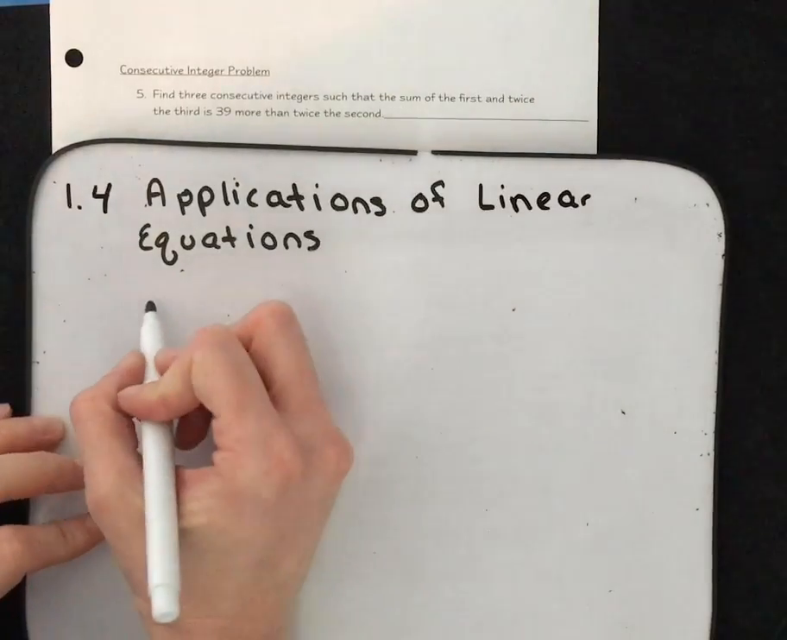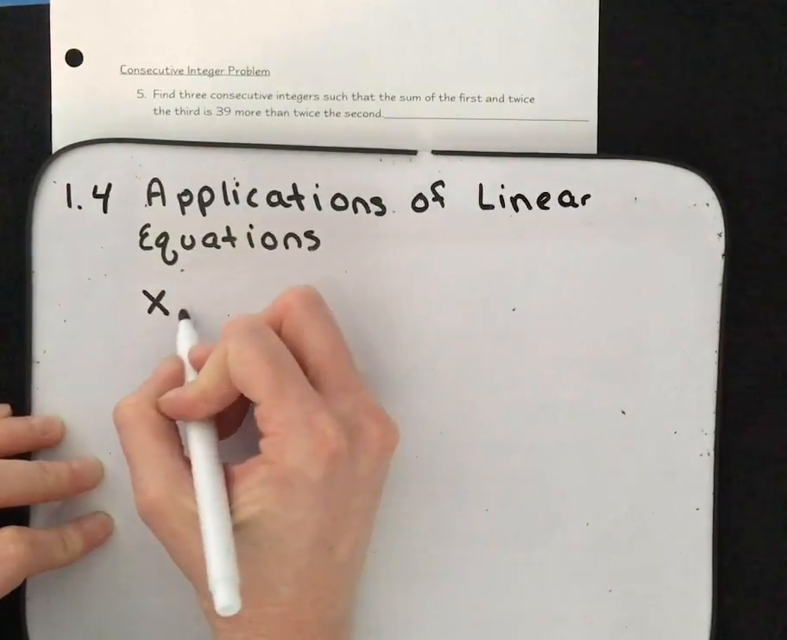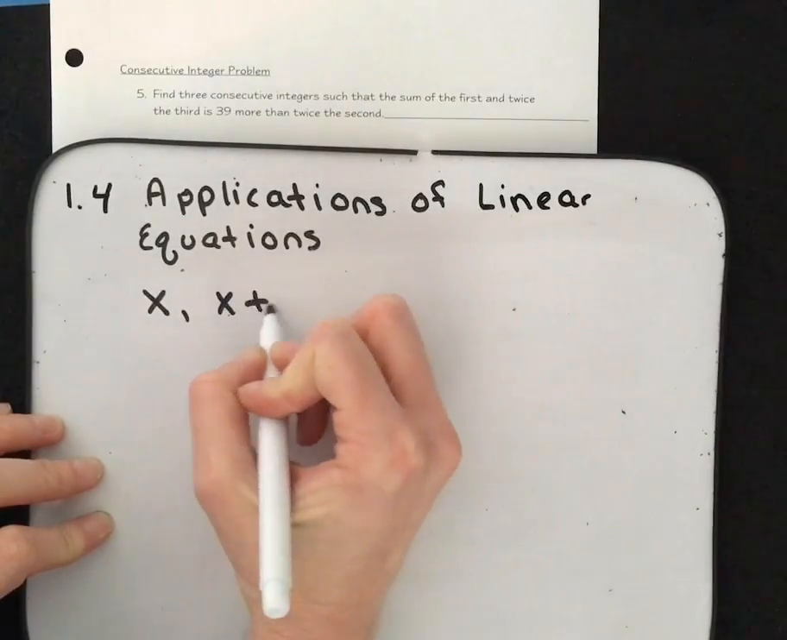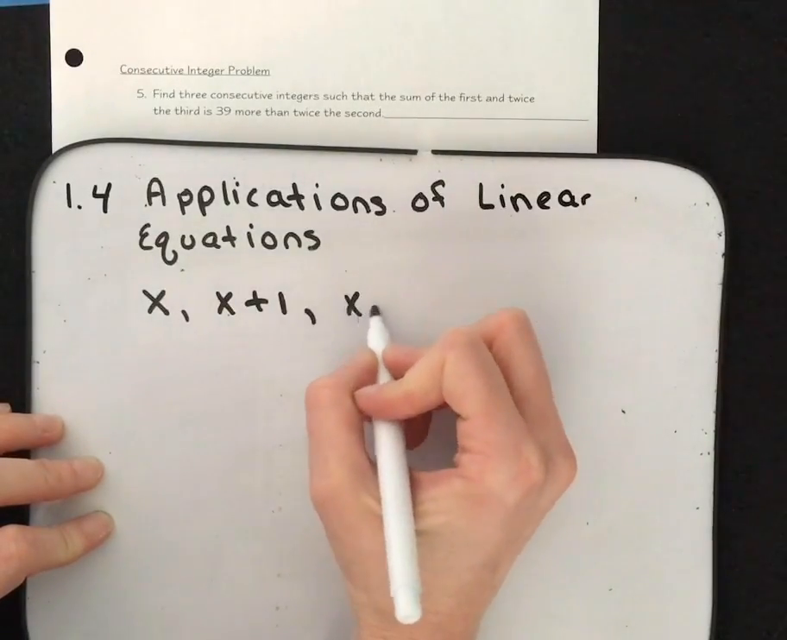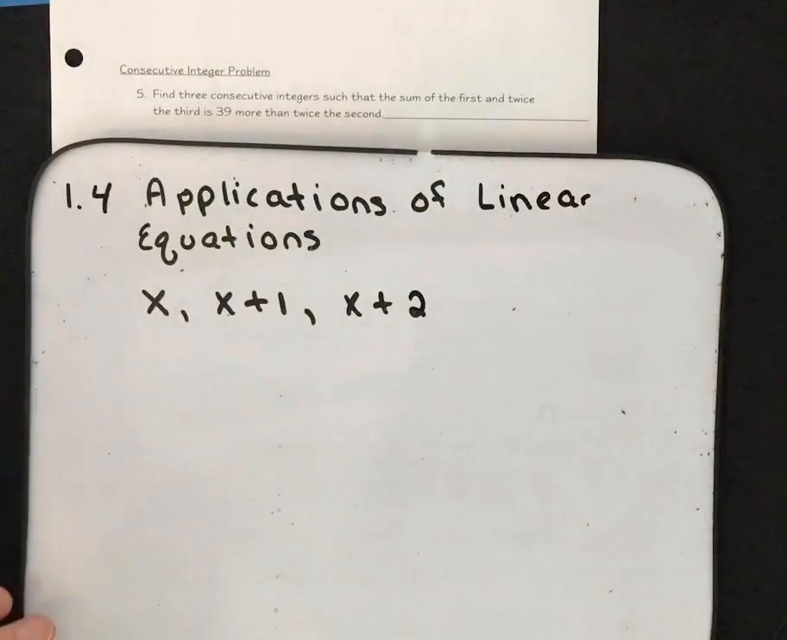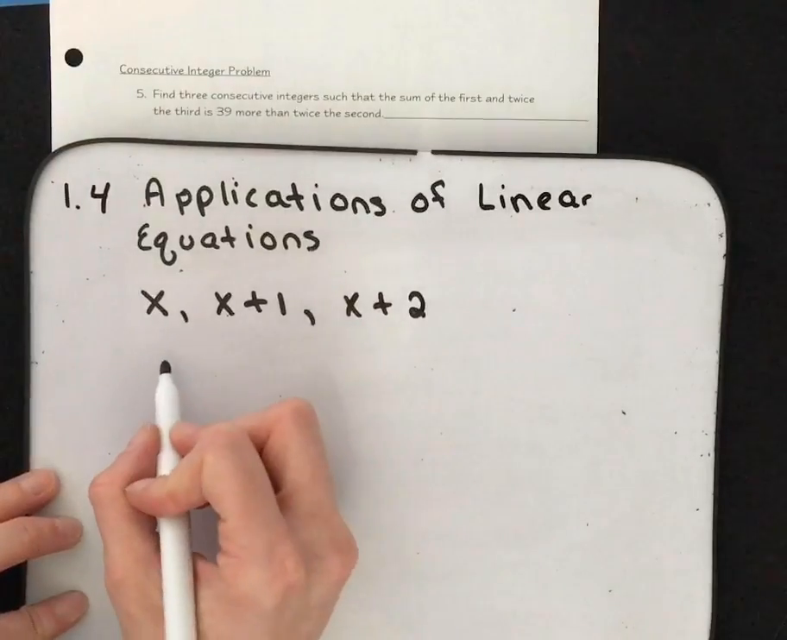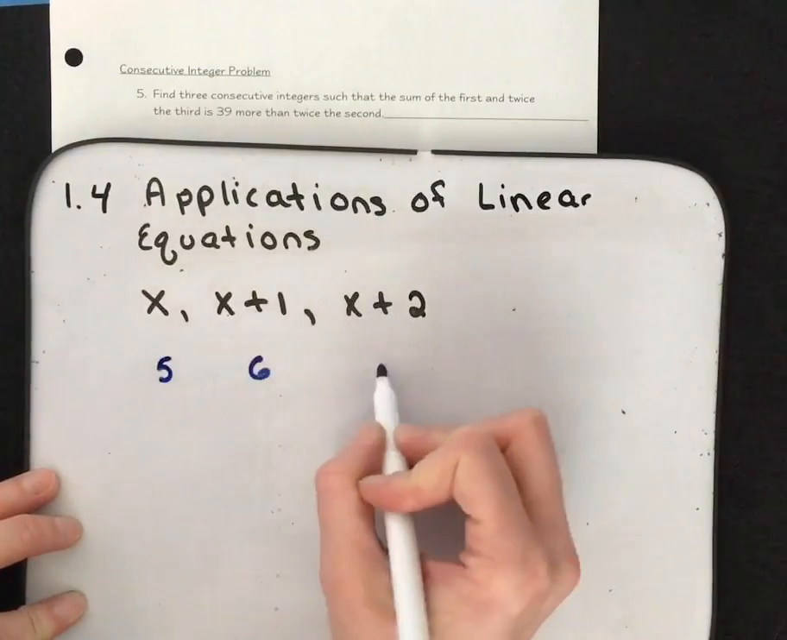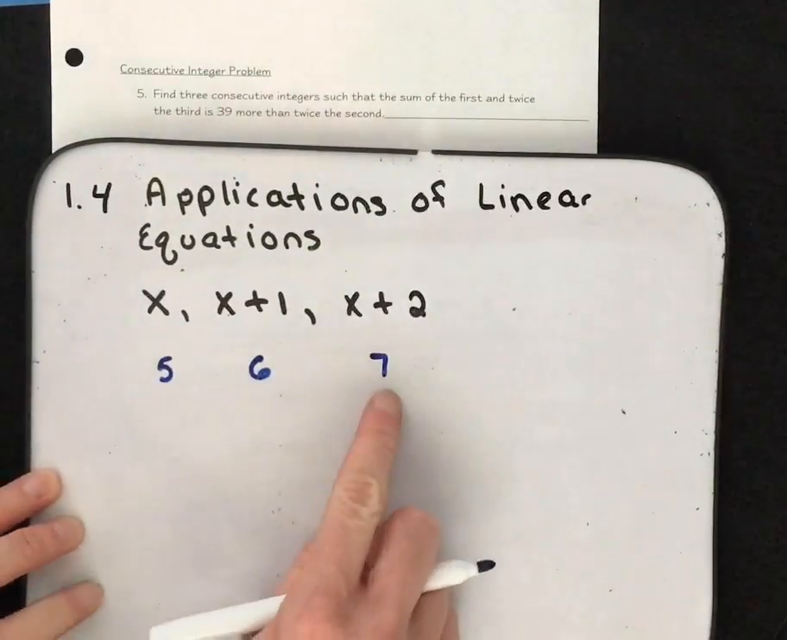So we have 3 consecutive integers. So if we call the first one x, that means the next one would be x plus 1. That means the next one would be x plus 2. Here's our first number. So let's just do an example. Let's say x, pretend it was 5. So the next number would be 6, and the next number would be 7. These are 3 consecutive integers.